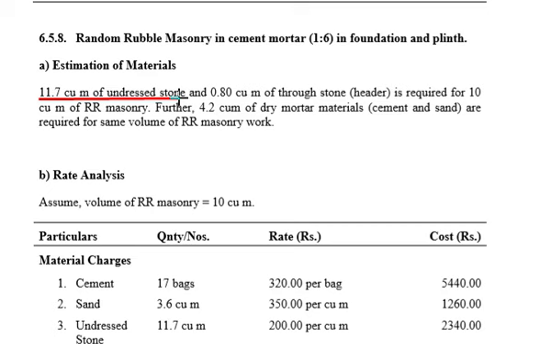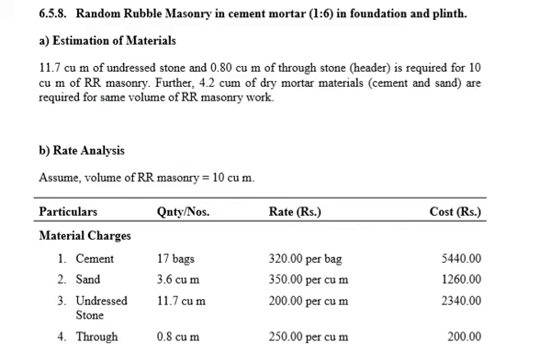So the next example is random rubble masonry in cement mortar 1:6 for foundation and plinth. First, estimation of the material. First we take 11.7 cubic meter of undressed stone. Undressed means there is no dressing; whatever stone you collected from mining, you have to use that. And 0.80 cubic meter of through stone, that is header stone, is required for 10 cubic meter of random rubble masonry.